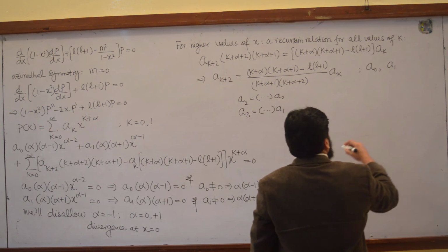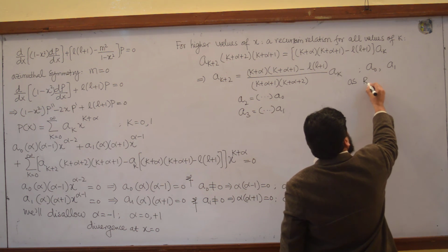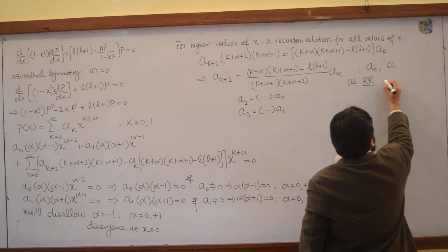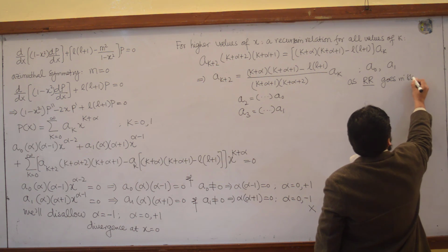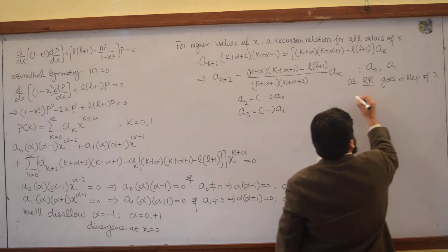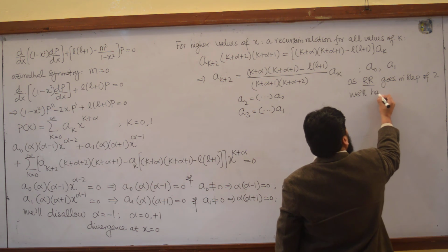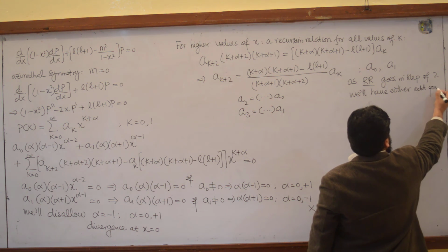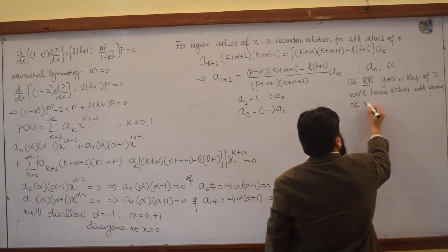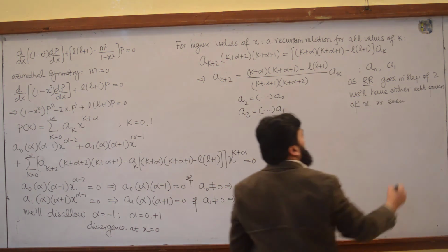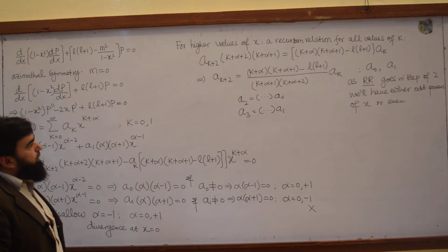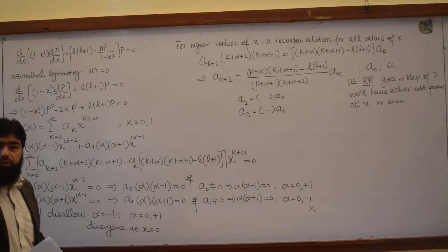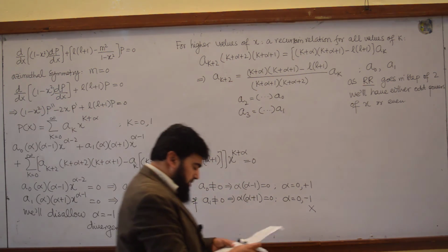So I will write RR for the recursion relation. The recursion relation goes in step of 2. So we will have either odd powers of x or even powers of x, because the coefficient is also deciding the power as well. So we will have either odd or even powers of x.